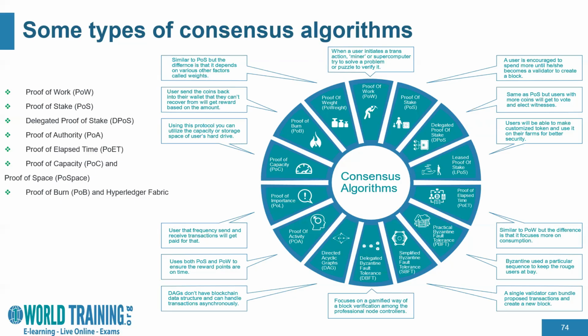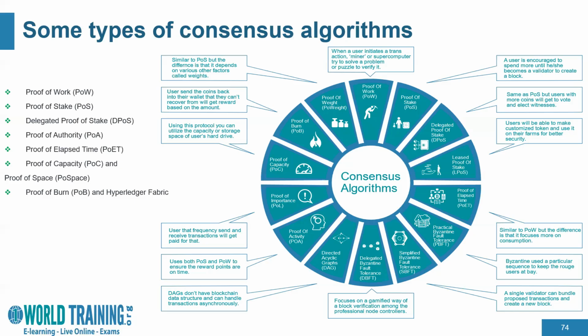The third is delegated proof of stake. It is the same as proof of stake, but the user with more coins gets more rights, or more voice, and can elect the witnesses. It's about how much stake you have, which is determined by the overall coins you possess, and your voting right is defined by those coins. That's delegated proof of stake.